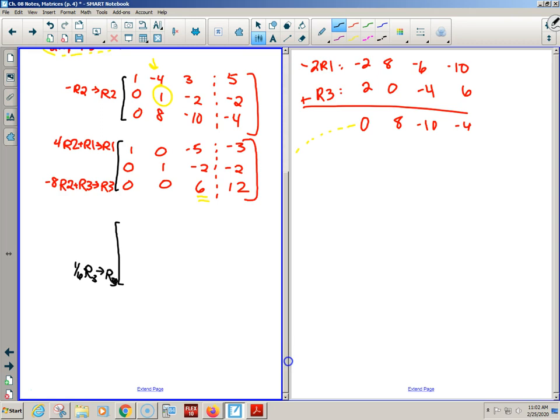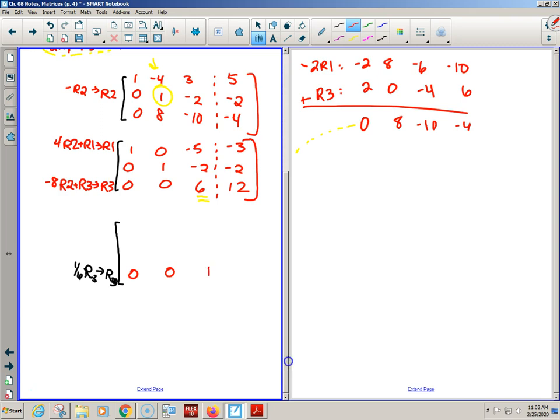Oh sorry, I put row 3. And the nice thing is, if we divide zeros by anything, does anything change? 0 divided by 6, still 0. Good, I needed that. That's why we do these first.